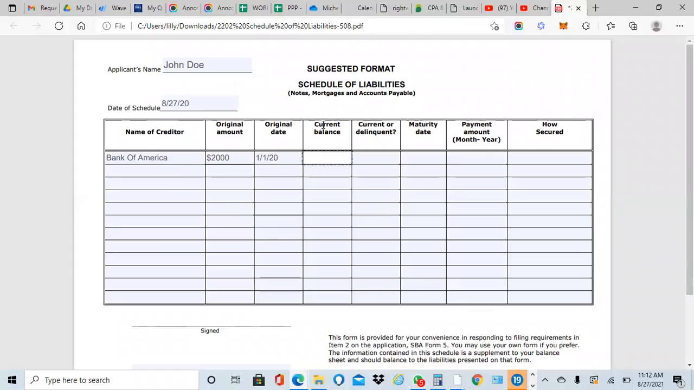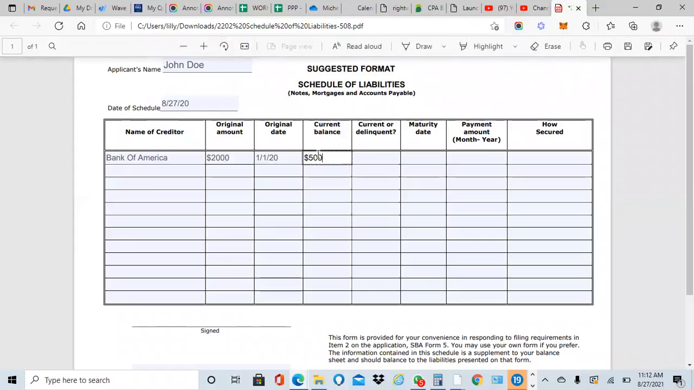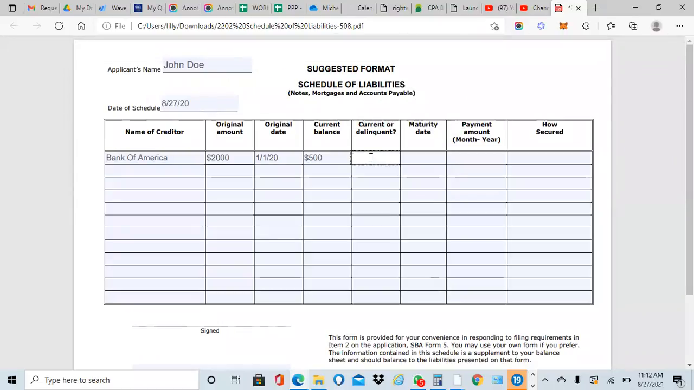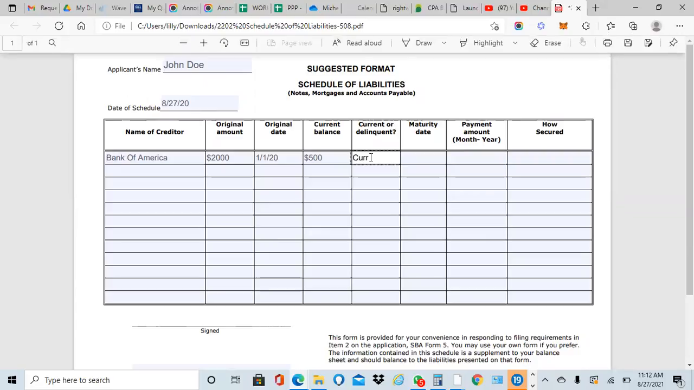Current balance is how much you currently owe on the credit card or loan. So for a credit card, usually, let's say I just owe $500 right now while I'm writing this. So I'll put $500. And sometimes people pay it off every month. So depending on the time that you do this form, it may be $0 for the current balance. Current or delinquent means, do you still pay regularly for this credit card or loan? So I do pay regularly and I use it frequently. So I'm going to put current.